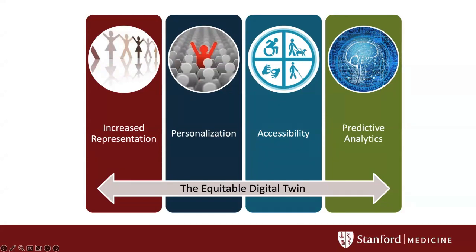As we've all heard, AI has been associated with biases and inequitable models. Well, if we have a digital twin that can identify these issues prior to implementation, we can identify these issues early.